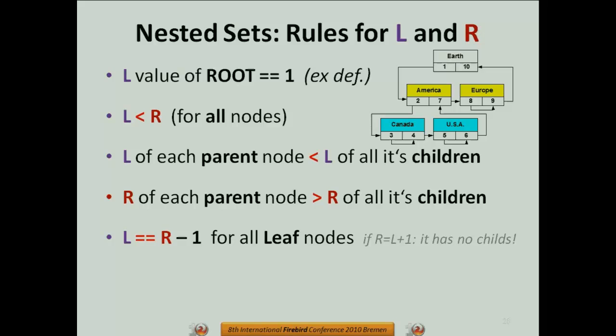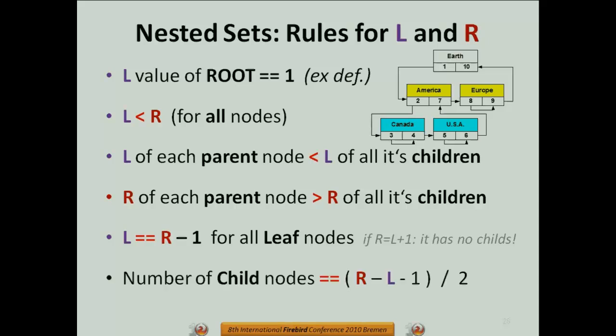And there's one special thing, just by the fact of the order of traversal, is that the child nodes have an L value that's always exactly the R value minus 1. Because you see, here like Canada, it has 3 and 4. If there was a node beneath Canada, it would need more numbers, so the right and left values of Canada would be away from each other.